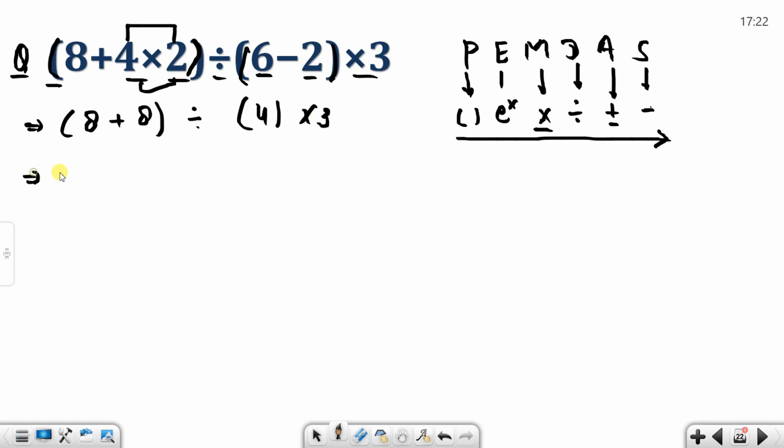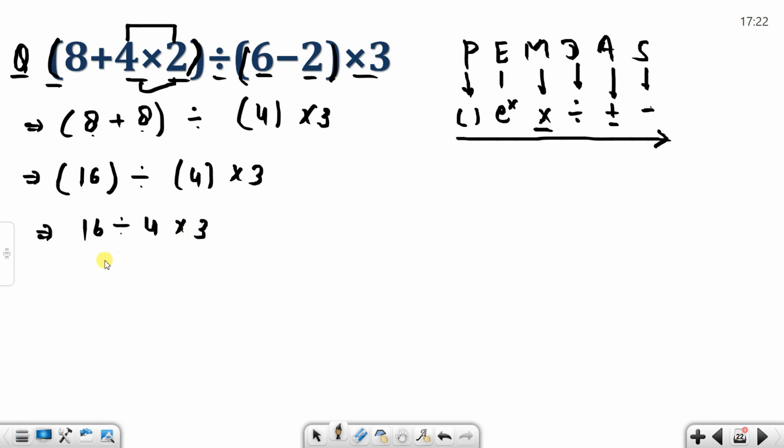Let's solve further. Inside the bracket, 8 plus 8, that becomes 16, bracket close, divided by 4 times 3. Now, let's solve further. 16 divided by 4 times 3, and we'll check from left to right. When checking from left to right, we'll give first priority to division. Second priority goes to multiplication. According to the BODMAS rule, multiplication and division have the same priority.